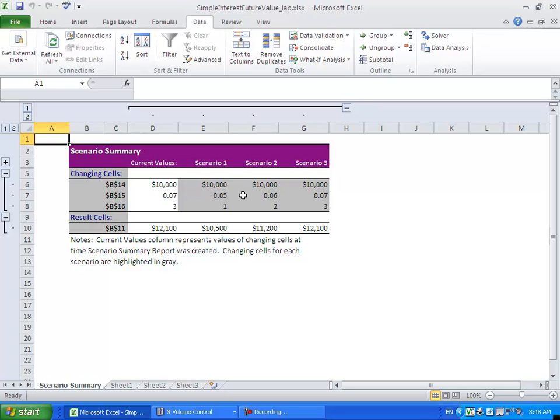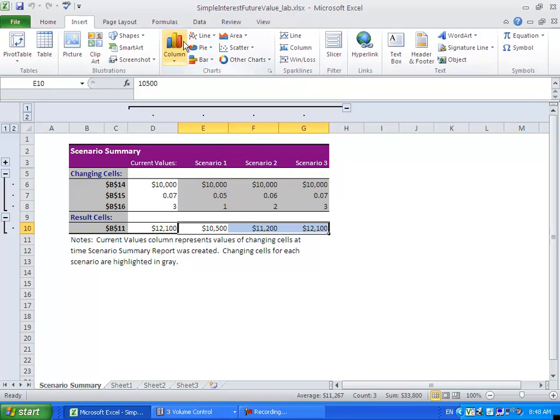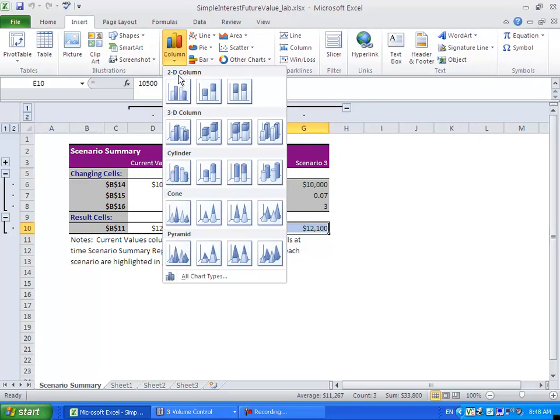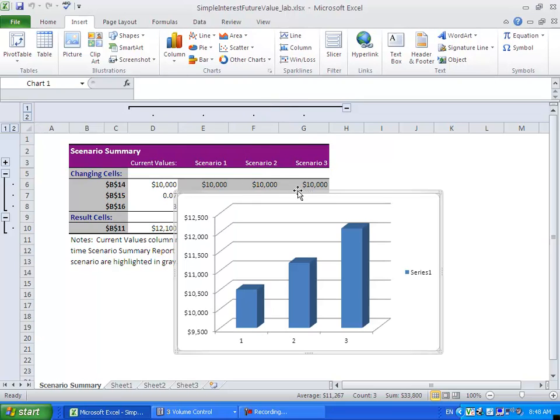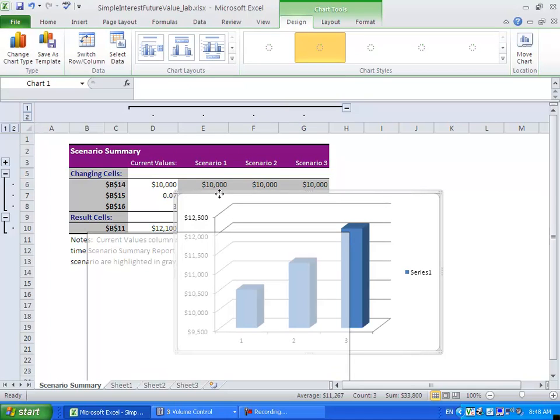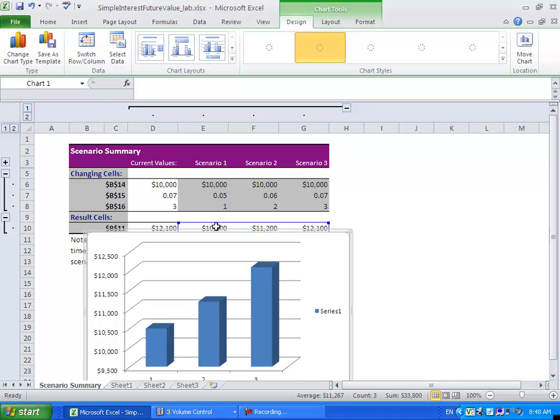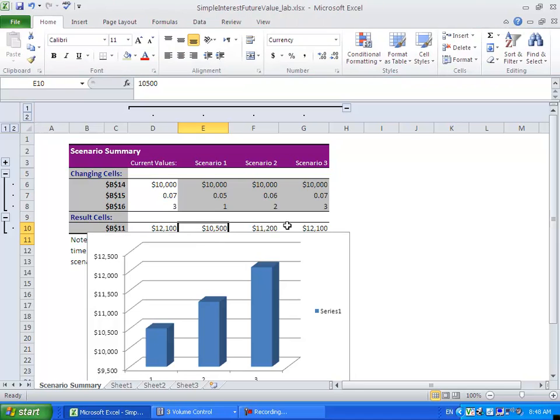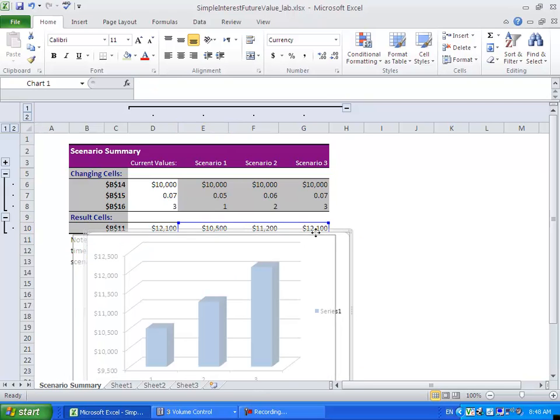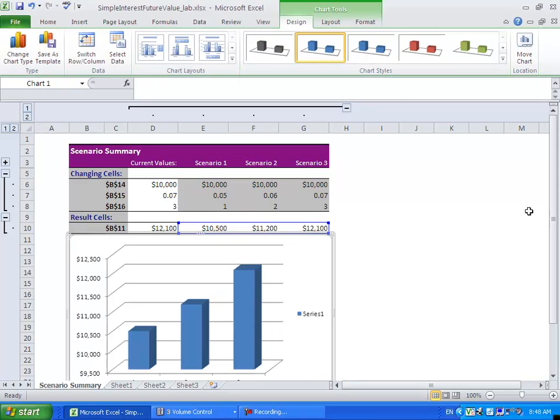A picture is worth 1,000 words. So what we can do is select the outcomes of our three scenario decisions and go up here to insert, and we can do a column graph chart. Let's do 3D, make it look nice. And there it is. So let's drag this and put this right below our data, our outcome. Okay, get this lined up perfectly. And there we have it.